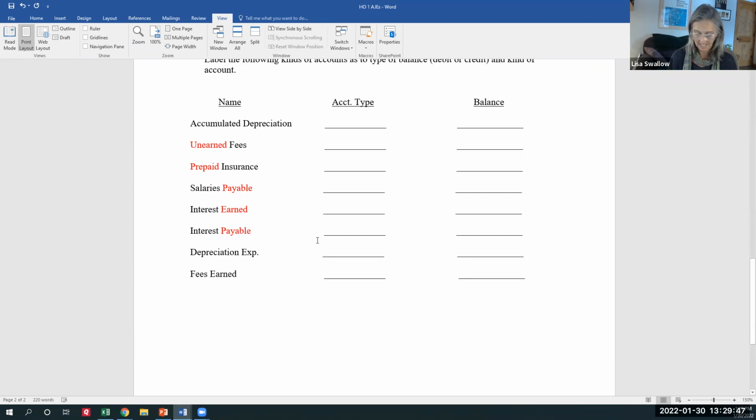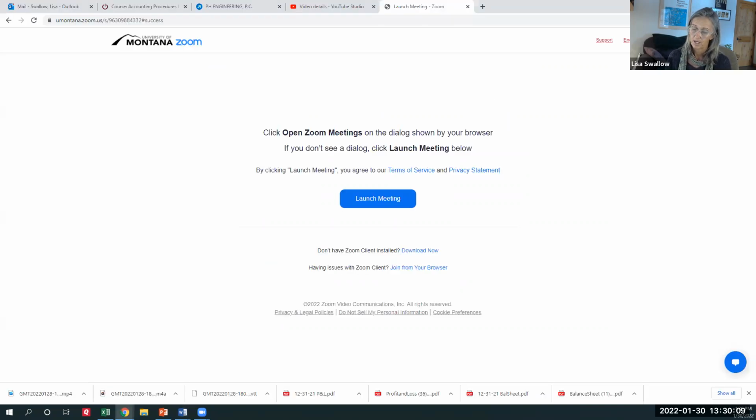Depreciation expense. Anytime we see the word expense, of course, that is a P&L account. It has a debit balance, and it is an expense. And again, here we see the word earned. That means it's a revenue account, credit balance, and it goes on the P&L. Okay, good job.